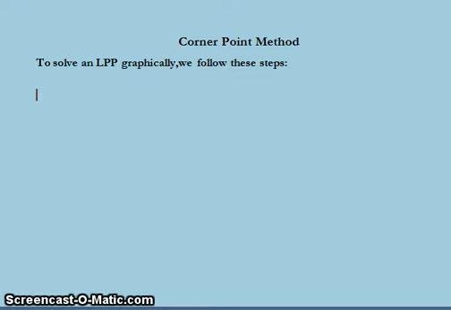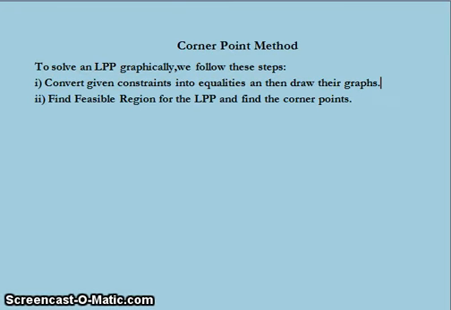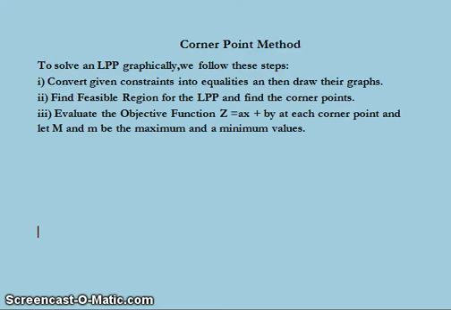In order to solve an LPP graphically, we need to follow the given steps in the case of the corner point method. The first step requires the conversion of given constraints into equalities and then drawing their graphs, which will be straight lines. The second step is to find the feasible region of an LPP and find the corner points. In the third step, we evaluate the objective function Z equal to AX plus BY at each corner point and let M and m be respectively the largest and smallest values.